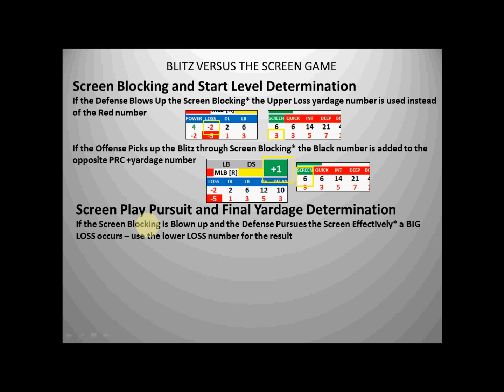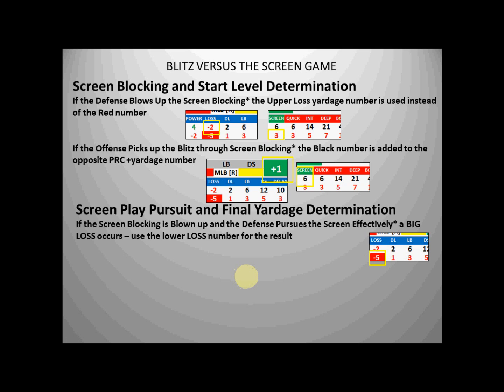If the screen blocking is blown up and the defense pursues the screen effectively, or if the offense fails to block it up and then fails to break through it, if 2 things happen in favor of the defense, a big loss occurs. Because if the defense blows it up or the offense doesn't block effectively, we're starting down here, right? We drop 1 level from the red to the upper loss number. But now, if that's pursued effectively, or if an offensive player doesn't break through, we use the lower loss number. And in this case, it would be a loss of 5 yards.